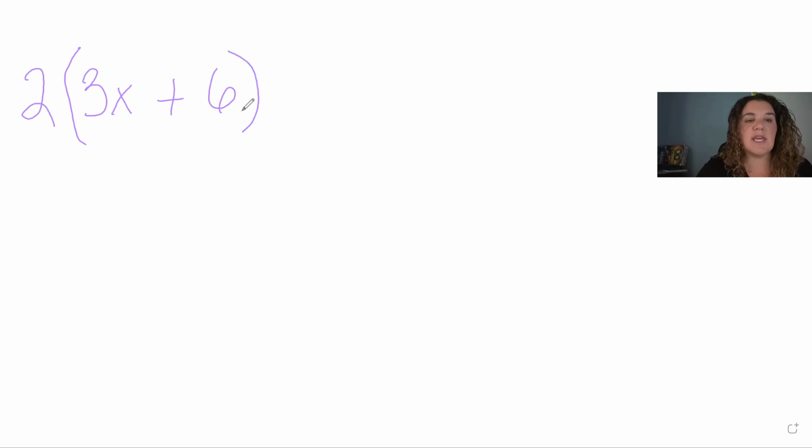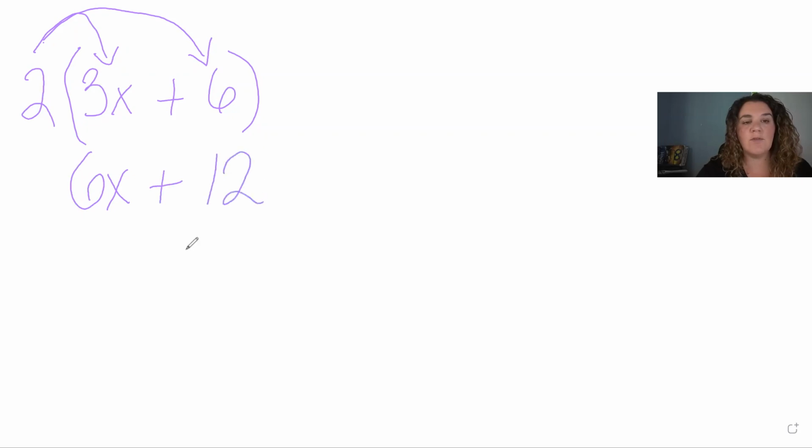So I'm going to take my 2 and I'm going to multiply it by all the terms on the inside. So we're going to do 2 times 3x first, and we get 6x. And then we're going to do 2 times 6. And I bring my plus sign down and I get a 12. Now, I always use arrows when I'm doing the distributive property.